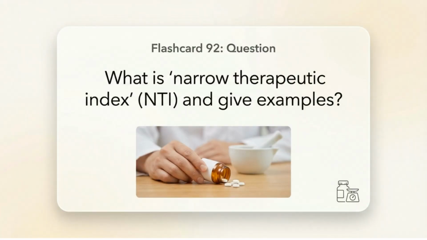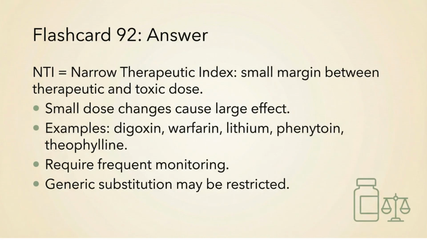Flashcard 92 question, what is narrow therapeutic index, NTI, and give examples? NTI stands for narrow therapeutic index, meaning a small margin exists between the therapeutic and toxic dose. Small dose changes can cause large effects. Examples include digoxin and warfarin. These drugs require frequent monitoring, and generic substitution may be restricted.